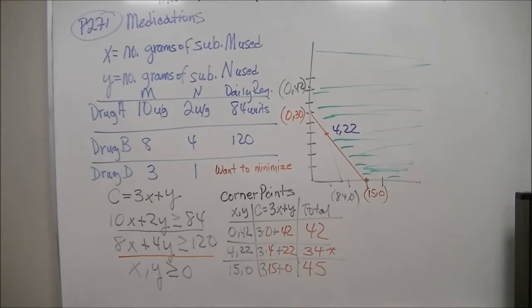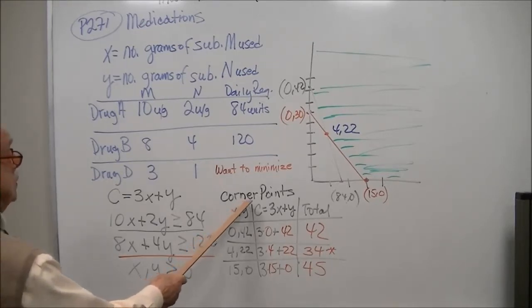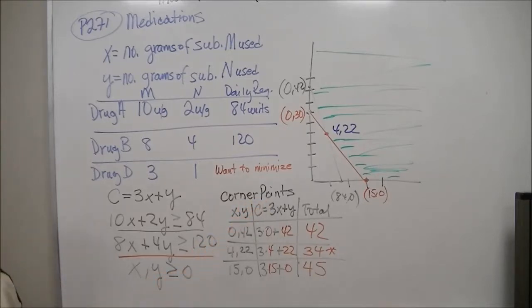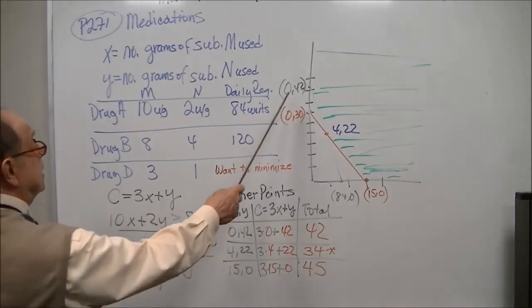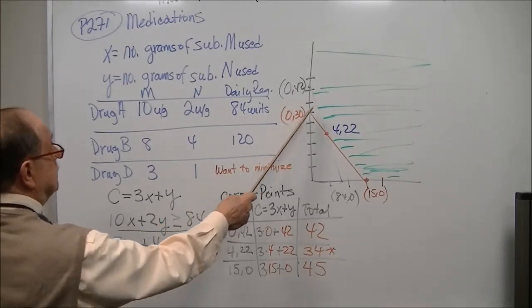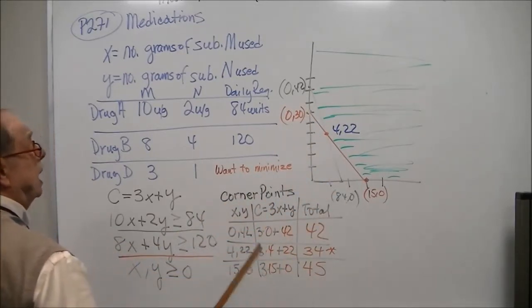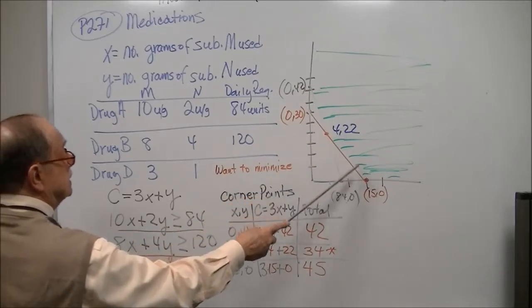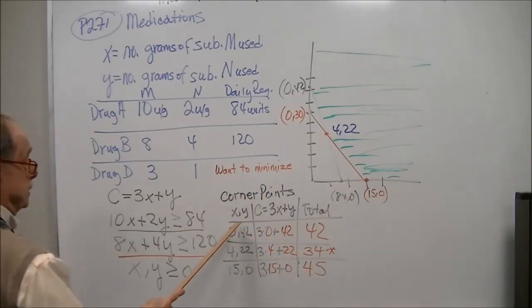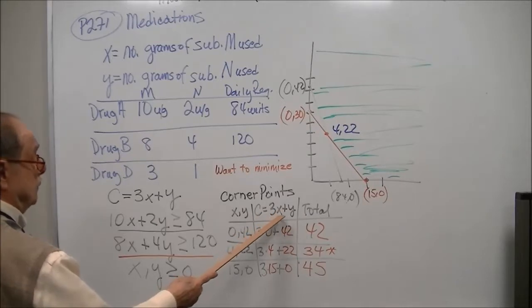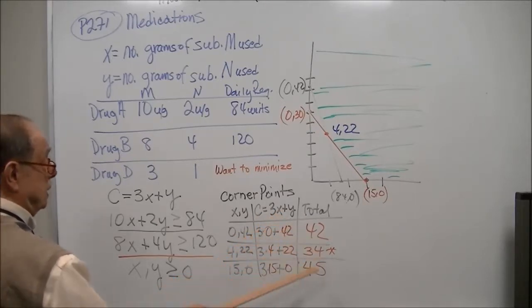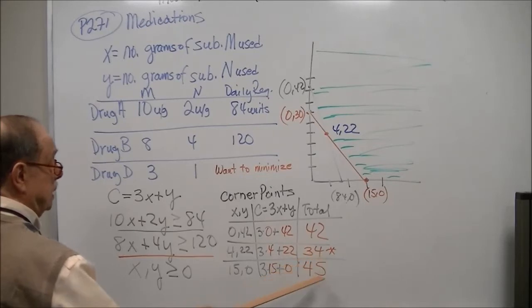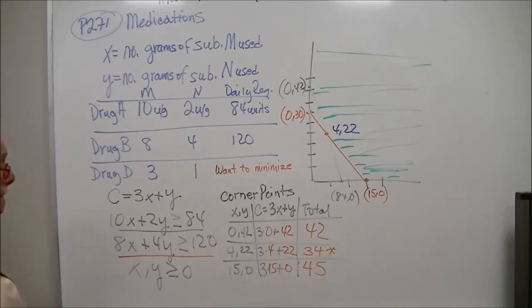Okay, as we go on to interpret the results that we have, we've done a corner point study. We've done these corner points before. So we've taken our corner points. Remember, (0, 30) is not a corner point of the feasible region. The corner points are this, this, and this. So when we put that into our little constraint formula, we end up with 42, 34, and 45.